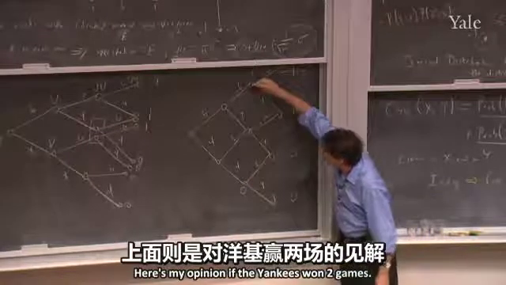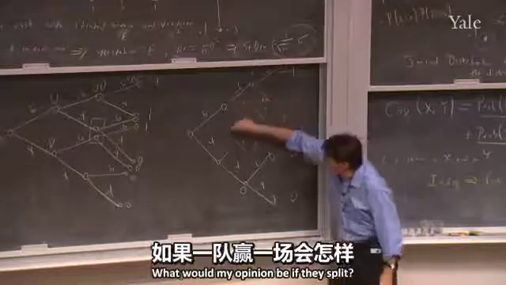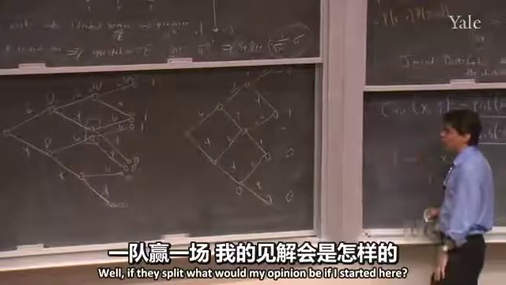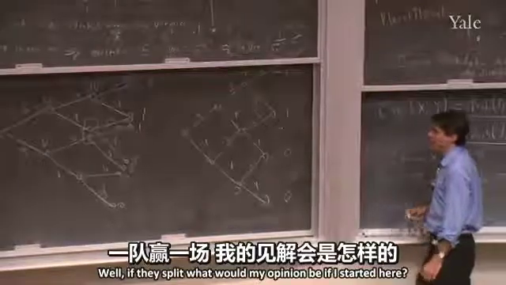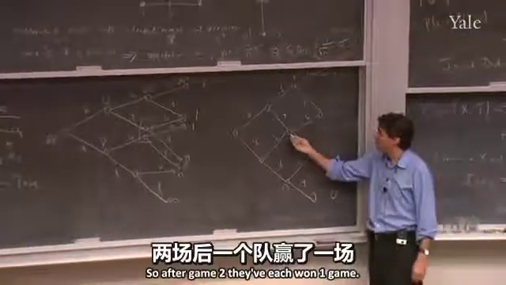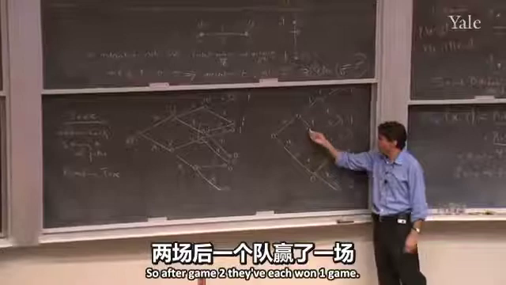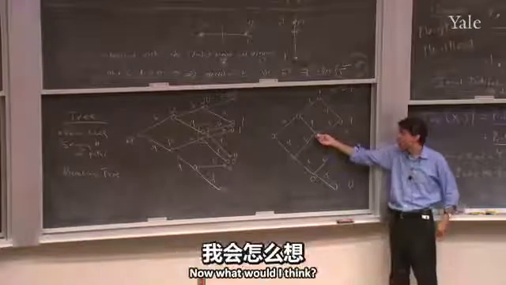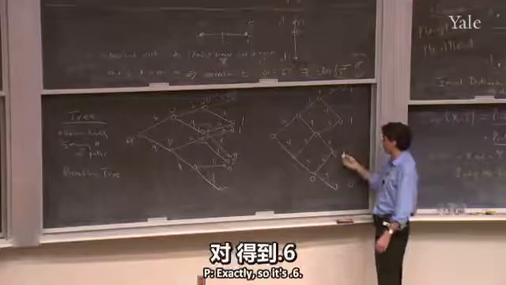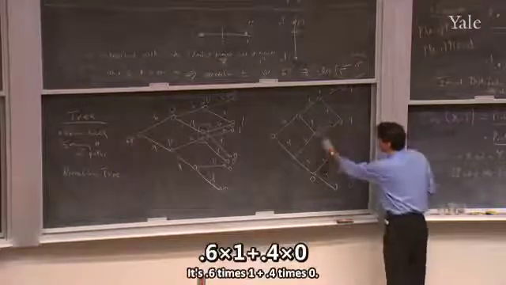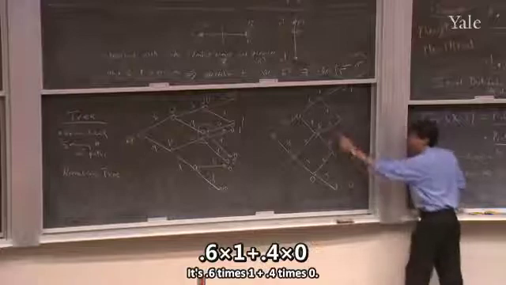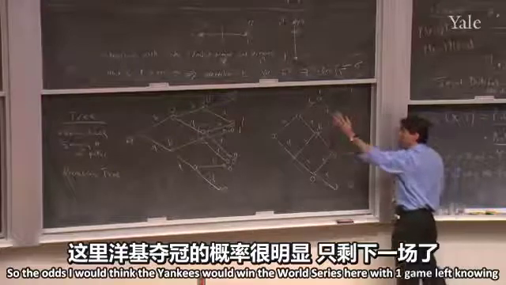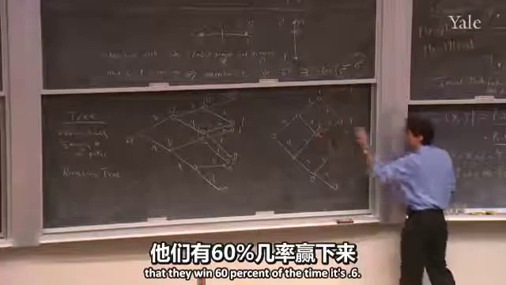Here's my opinion if the Yankees won 2 games. What would my opinion be if they split? If I started here, after game 2, they've each won 1 game. I don't know who won the first one, but it was 1-1 after 2 games. Now what would I think? Exactly. It's 0.6 times 1 plus 0.4 times 0. So I would think the Yankees would win the World Series here with 1 game left, knowing that they win 60% of the time, it's 0.6.